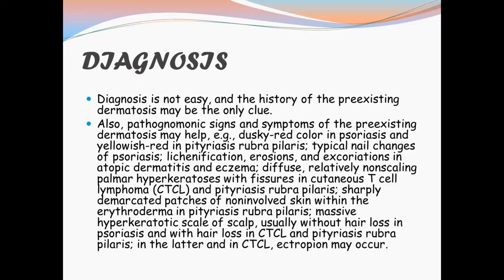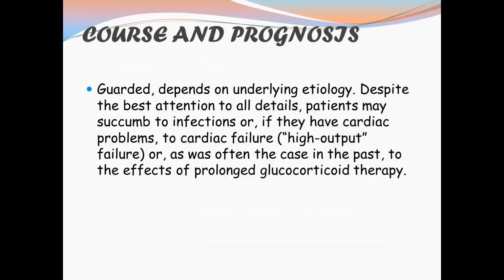Diffuse, relatively non-scaling palmar hyperkeratosis with fissures in cutaneous T-cell lymphoma and pityriasis suprapilaris. Sharply demarcated patches of non-involved skin within the erythroderma. In pityriasis suprapilaris, massive hyperkeratotic scale of the scalp, usually without hair loss in psoriasis and with hair loss in cutaneous T-cell lymphoma and pityriasis suprapilaris. In the latter and in CTCL, ectropion may occur.